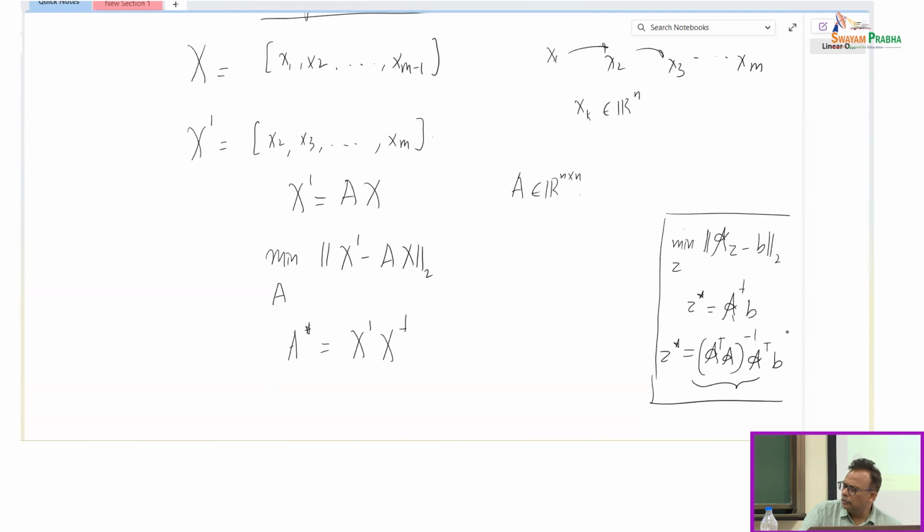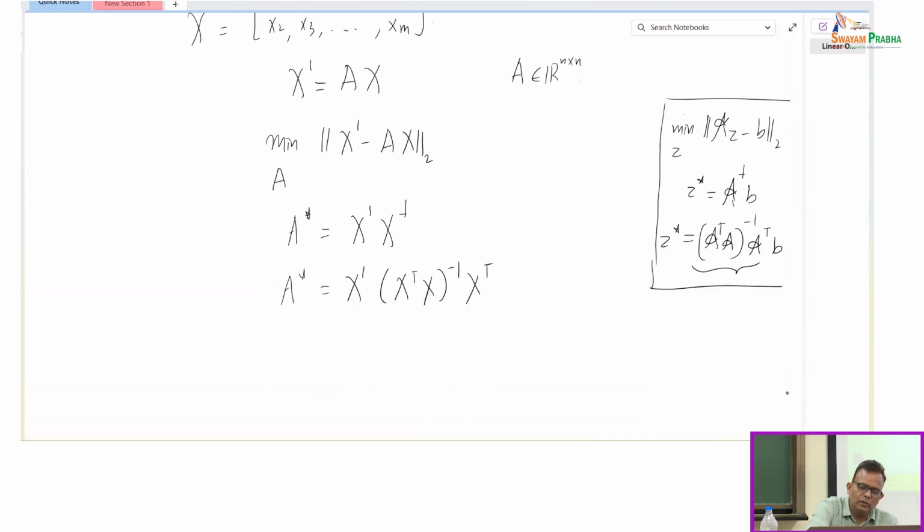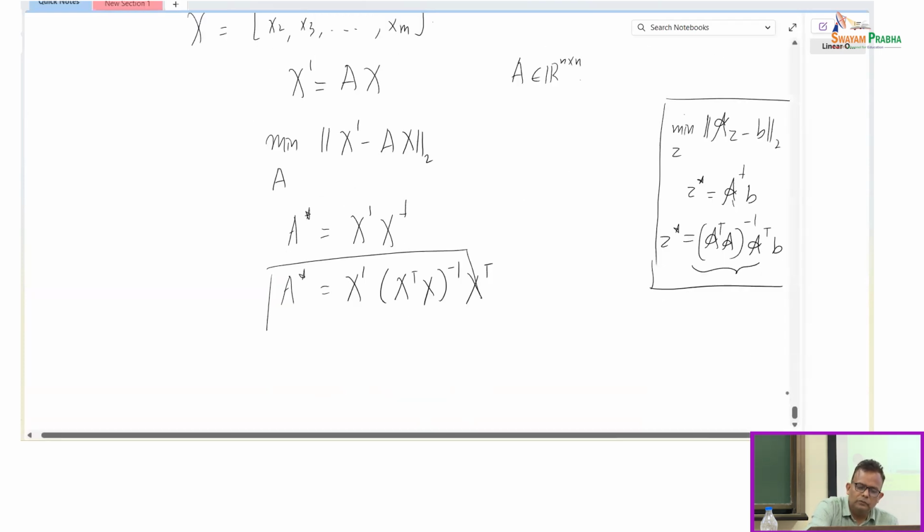Okay. Now, what is the pseudo inverse? You can write down the pseudo inverse as X prime, X transpose X inverse, and then X transpose. So this is your optimal A star.